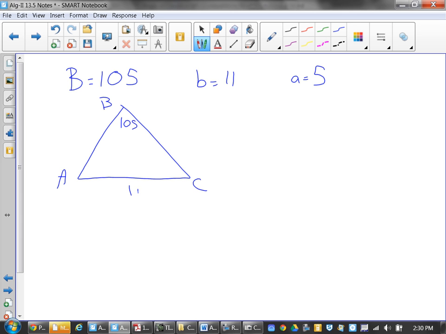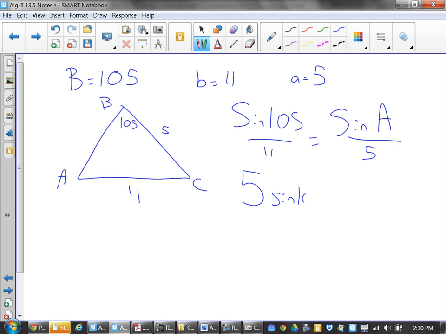105, 11, 5. This is forcing me to find what angle first? A. It's forcing me to find A. So I have the sine of 105 is to 11, as the sine of A is to 5. Now, think of it in terms of just dividing by 5. How are you going to do that? Multiply by 5. So you get 5 times the sine of 105 over 11 is the sine of A.